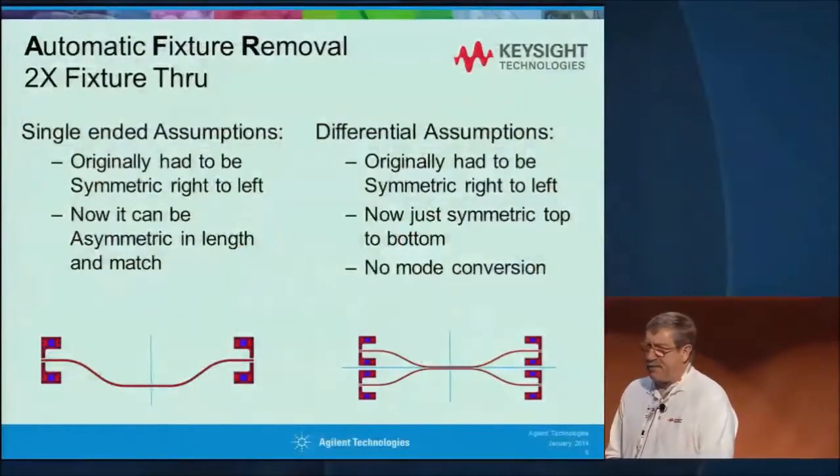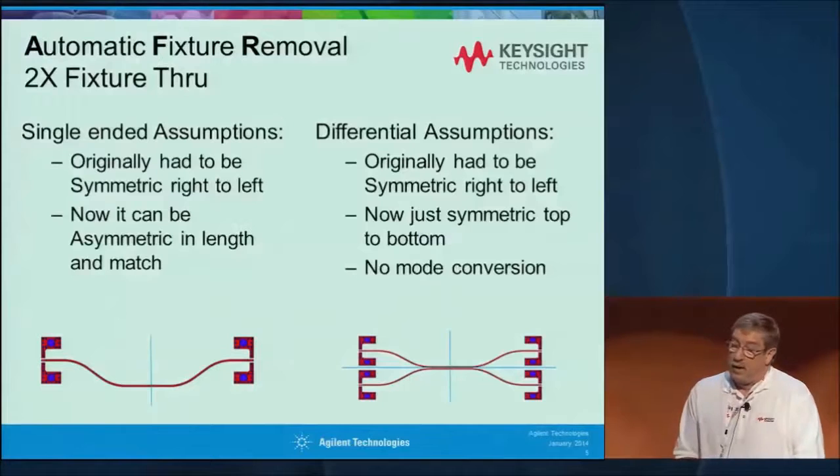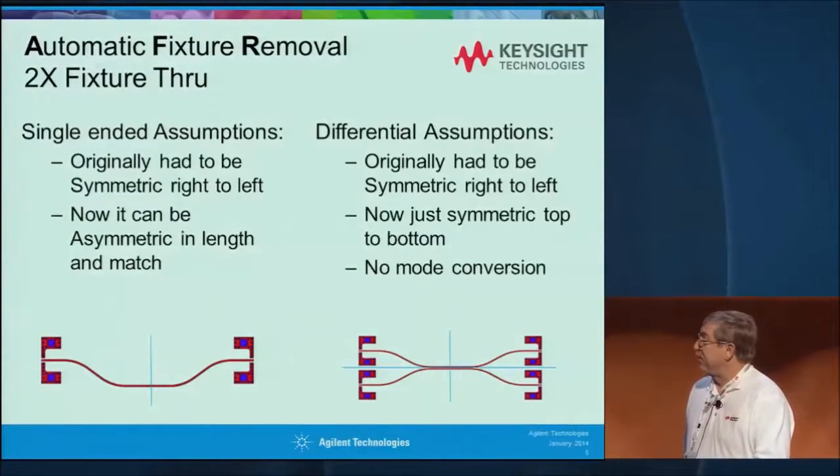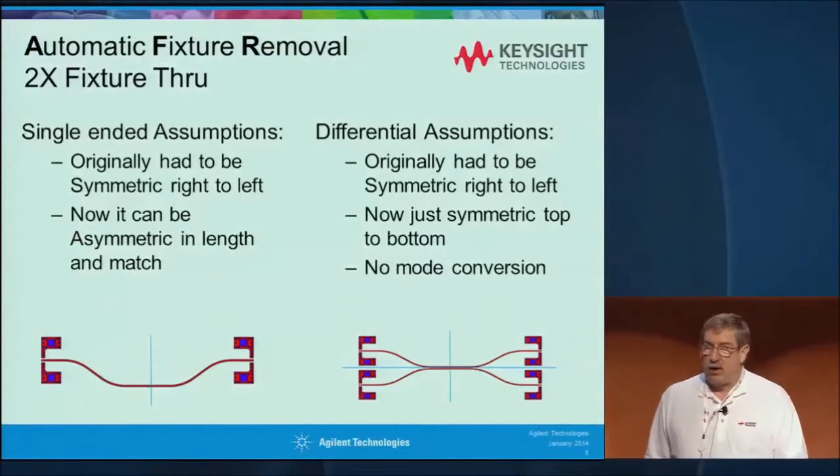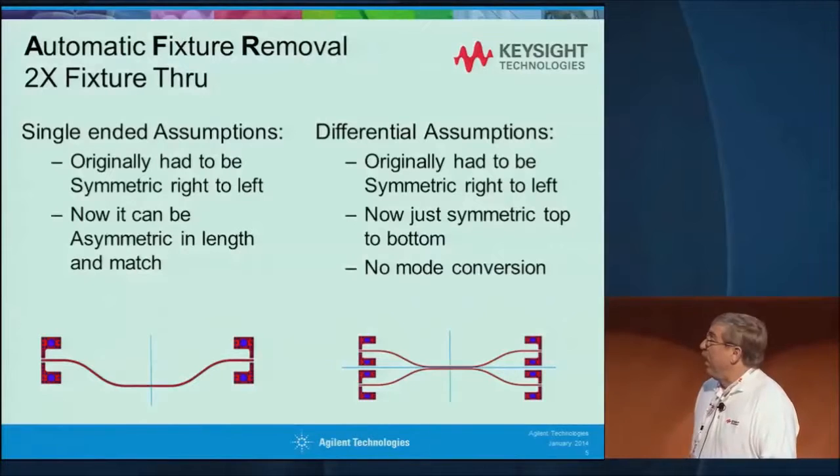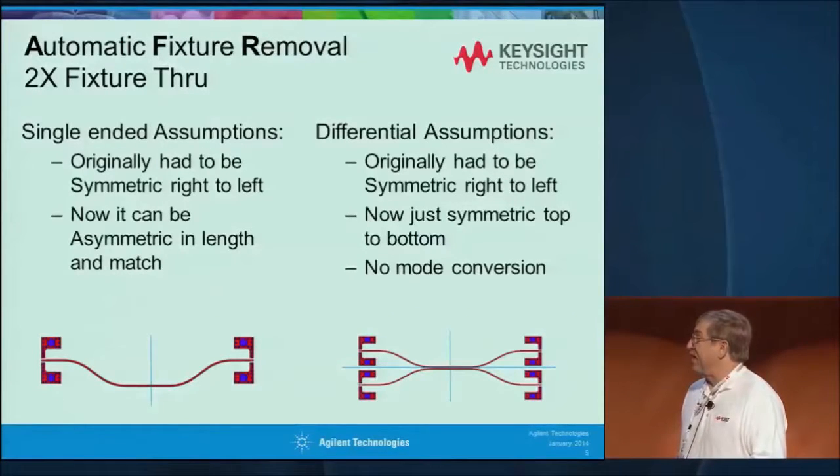Well, about that time, we came up with some new technology, which we called automatic fixture removal. This first came out in the market about 5-6 years ago. And the original assumption was you put the two fixtures together, the right and left half, to make a through structure. That's the same as a through in the TRL cal kit. The original assumption was the left and right sides had to be symmetric. Over the years, we've been able to improve the algorithm, so they no longer have to be symmetric. They can differ in length and match.